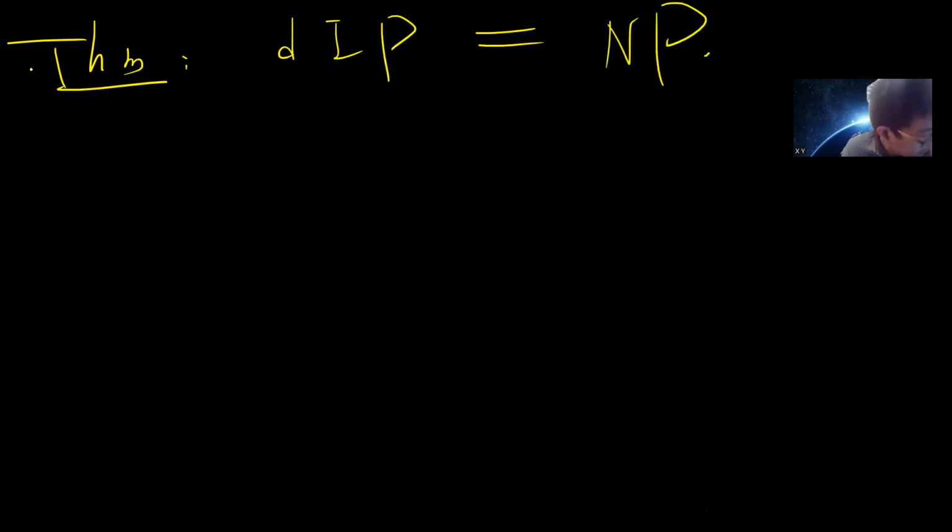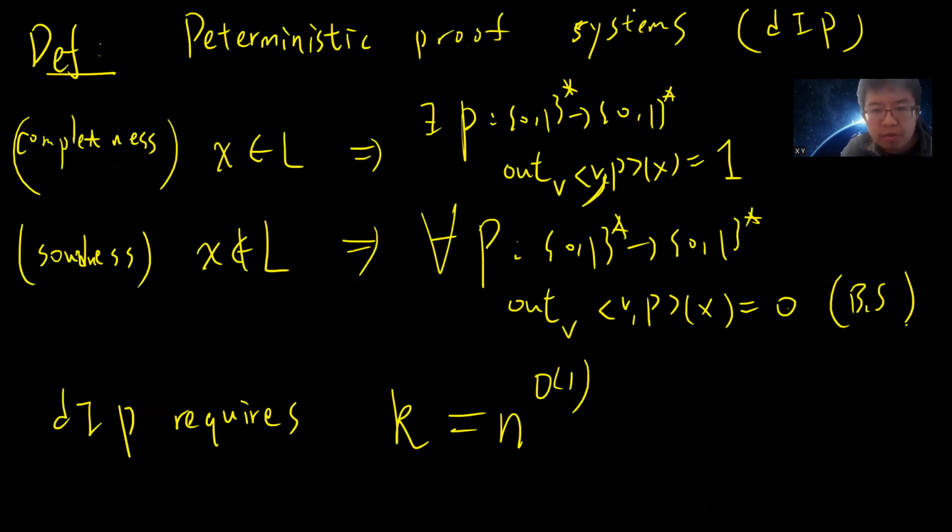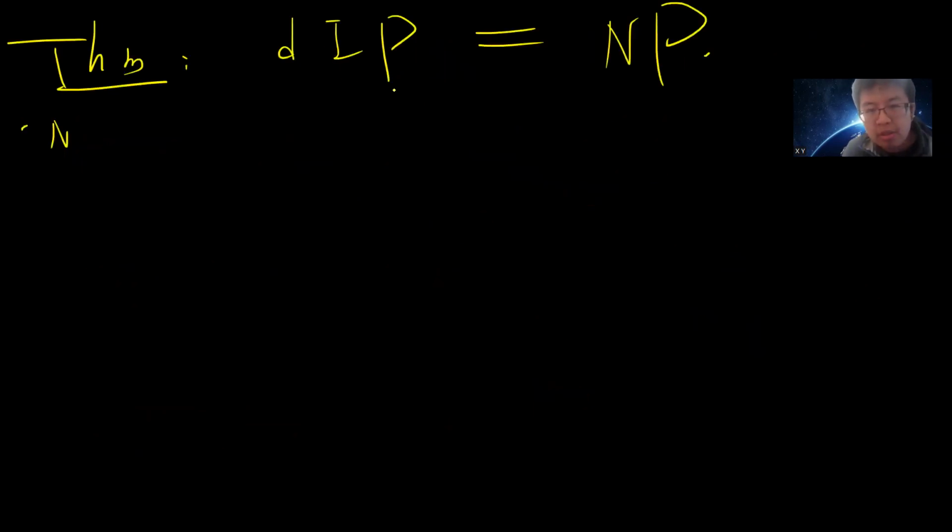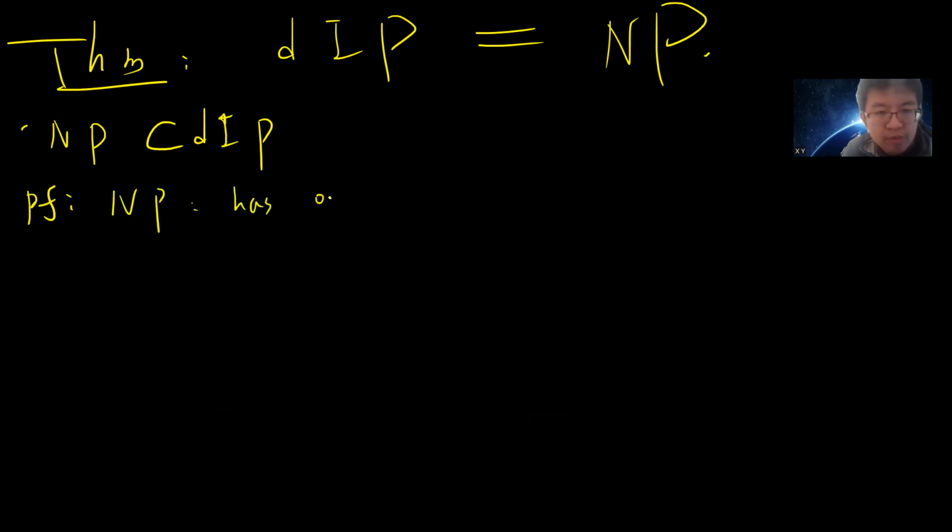Okay, so the non-trivial theorem is that DIP is equal to NP. So this is the proof. Let's prove the direction first. This means that in this kind of deterministic argument, the number of rounds doesn't make a difference; it's just NP. So let's prove NP belongs to DIP. The proof is simple because NP has a one-round proof.